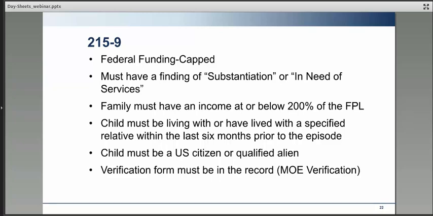Now, if the MOE verification is in the record from your 210 case, you can go ahead and utilize that verification. Remember that it has to be recertified annually. So if your services have been going on for over a year since the first time you verified MOE for that episode, then you would have to do a re-verification. Otherwise, just taking that form and utilizing it, placing it in the 215 record works to meet the eligibility requirements.